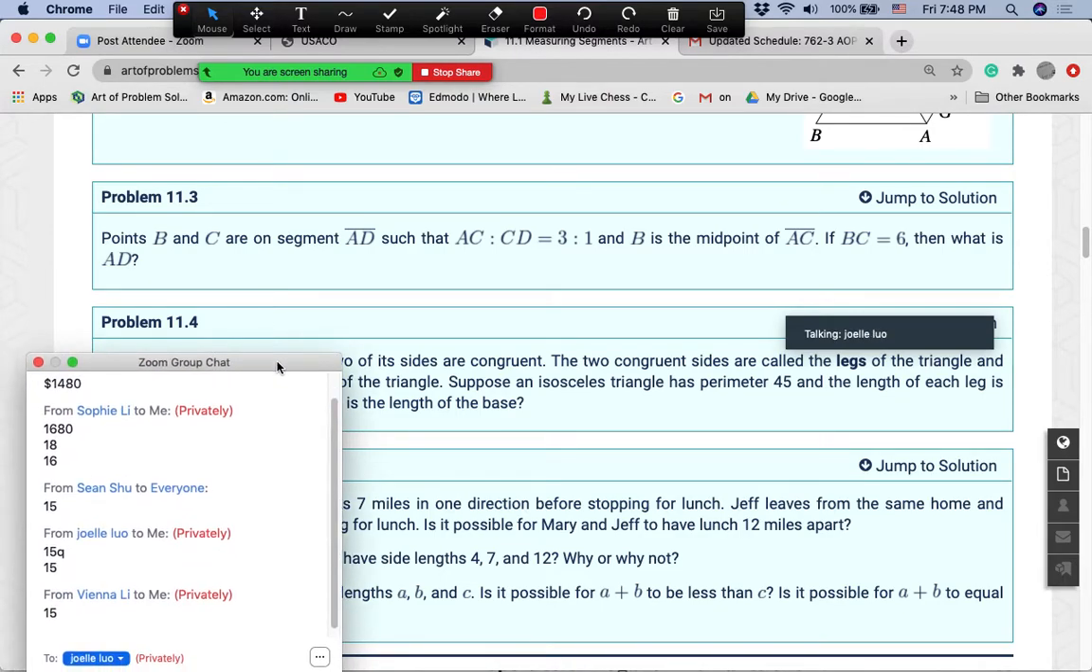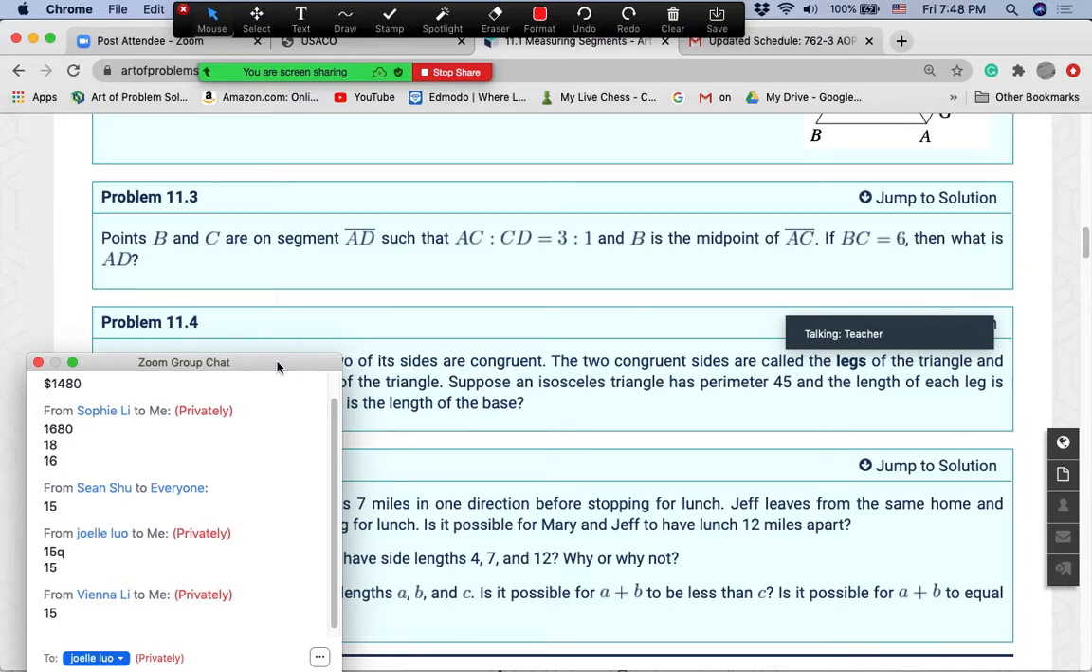B and C are on segment AD such that AC to CD equals 3 to 1 and B is the midpoint of segment AC. If BC equals 6, then what is AD?